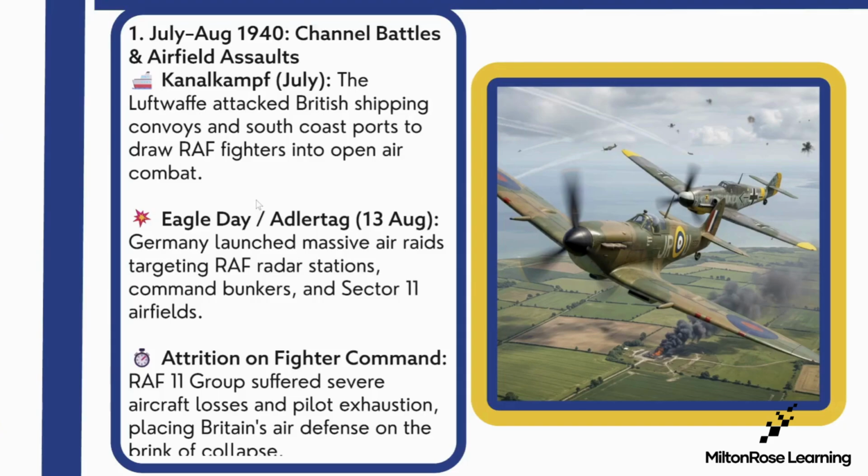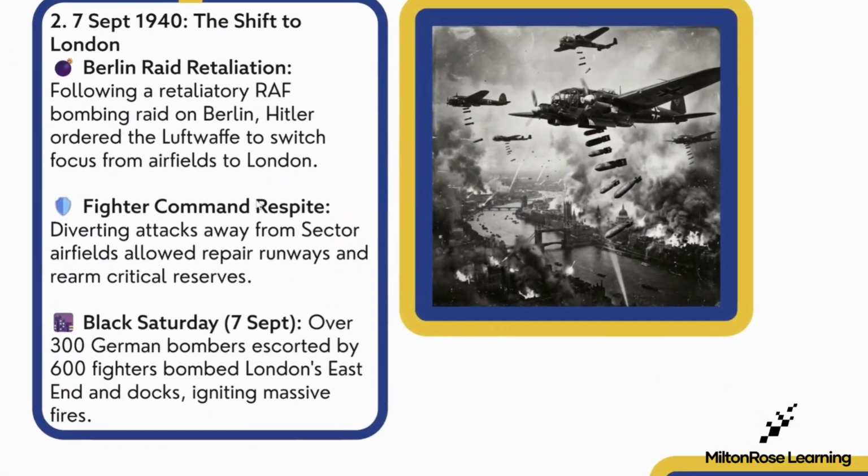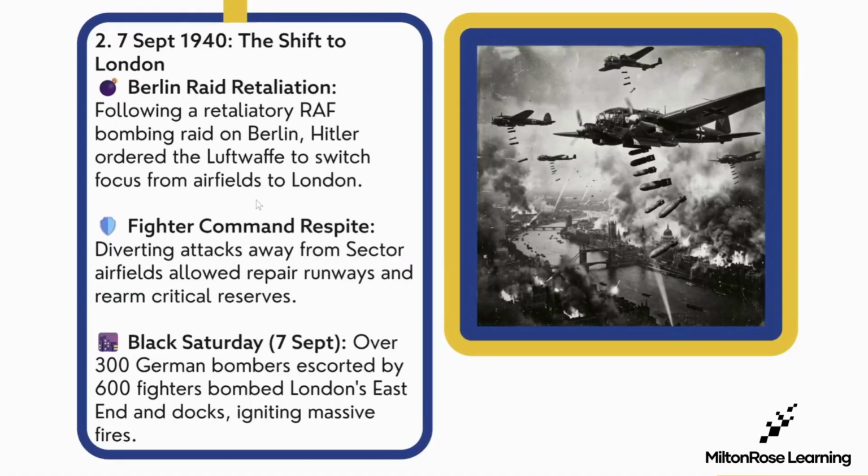And the attrition on Fighter Command then, so RAF 11 Group suffers severe aircraft losses, pilot exhaustion, because they're having to come back, refuel and then go straight back up without much rest. And it placed Britain's air defences on the brink of collapse. So they kind of had us, to be honest. They were very close to forcing RAF Fighter Command to break, okay, at the early point. However, things do change.